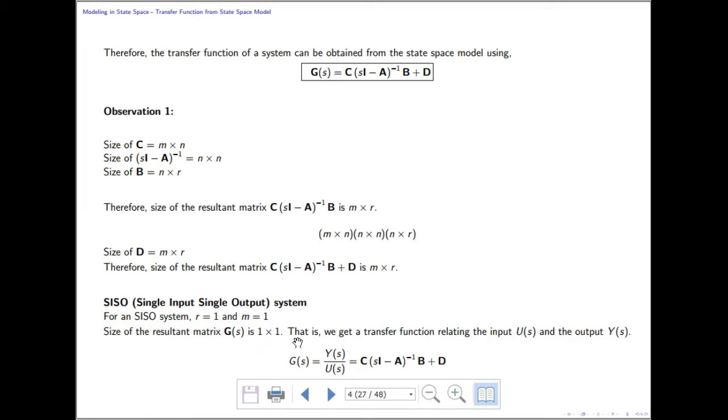Okay. That means we will get a transfer function relating the Laplace transform of the input and the Laplace transform of the output. Because it's a single input and single output, I can write it as G of S. Here this entire combination of matrices will result into a single transfer function which will relate Y of S and U of S. All right, this is for a single input, single output system.